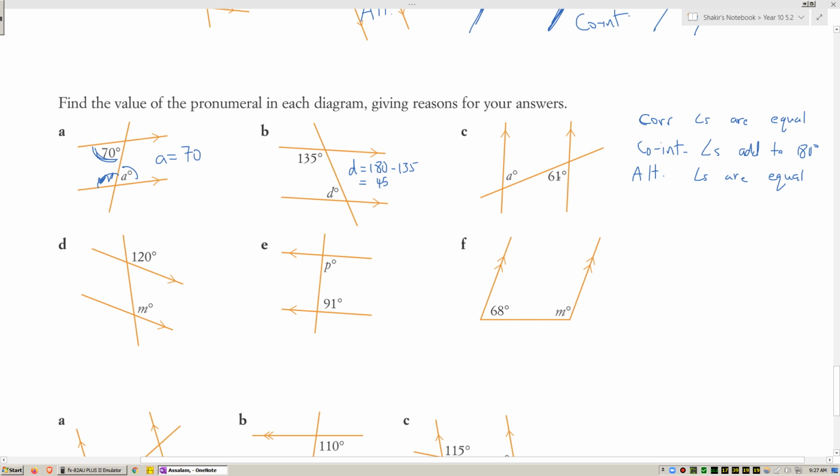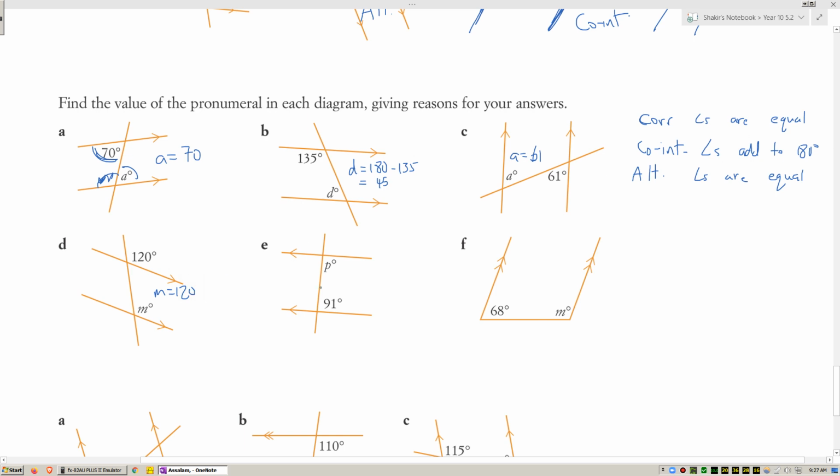Over here, these are alternate angles, and therefore A is 61. Sorry, and these are corresponding. This is the top right of this bunch of angles. That's the top right of this bunch of angles. Therefore, M is 120, because corresponding angles are equal.